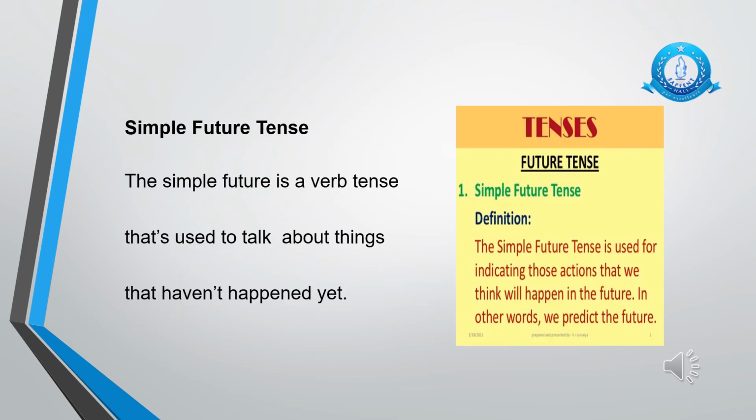Simple future tense. The simple future is a verb tense that's used to talk about things that haven't happened yet. The simple future tense is used for indicating those actions that we think will happen in the future. In other words, we predict the future. For example, I will go for a walk tomorrow. This indicates something that will happen and hasn't happened yet. Thus, it's a future tense.